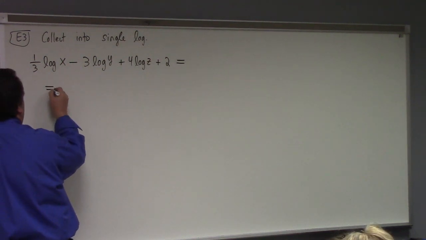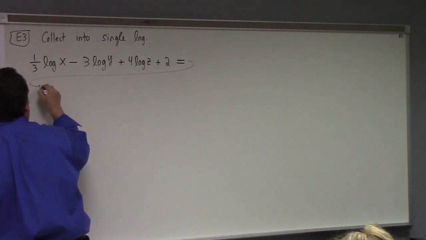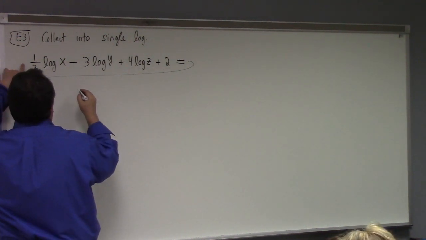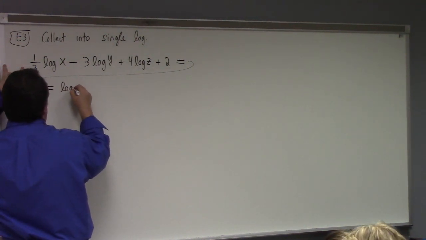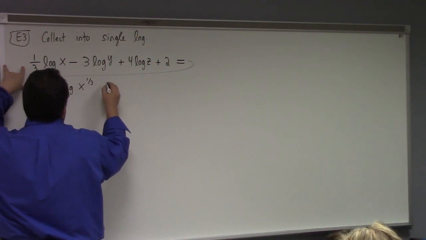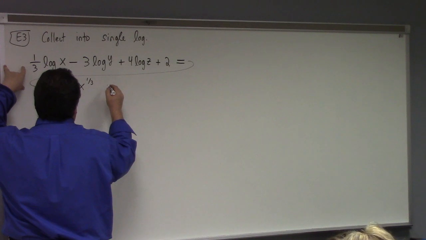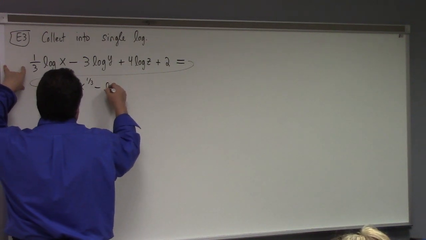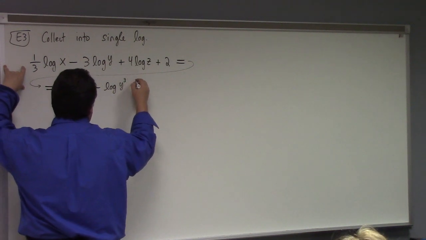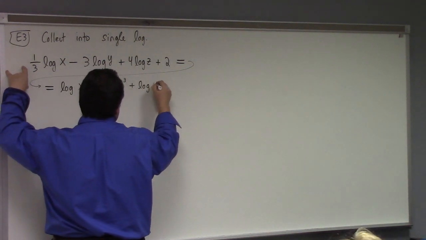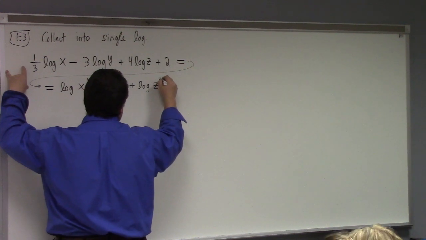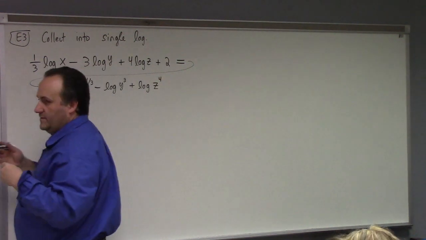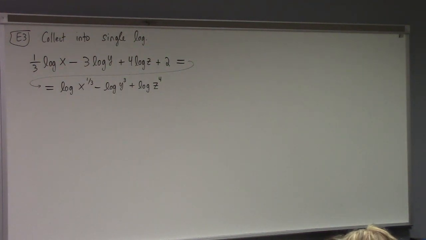So I'm going to work on it down here, if you guys don't mind. So first of all, I can pull the third in. That gives me log of x to the 1/3, right? And then minus the log of y cubed plus the log of z to the 4th. What I did here was bring the numbers out front into powers of the log using the power property for the log, right? What about that 2 though? The 2 is annoying, isn't it?